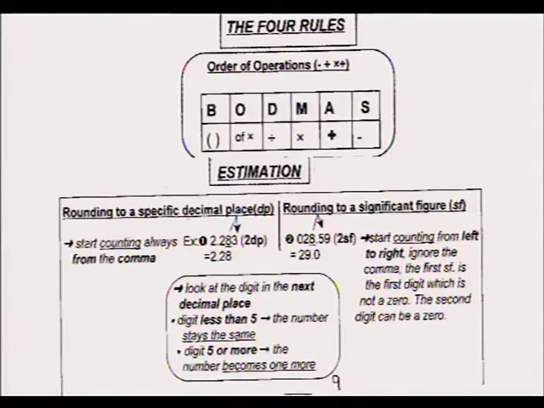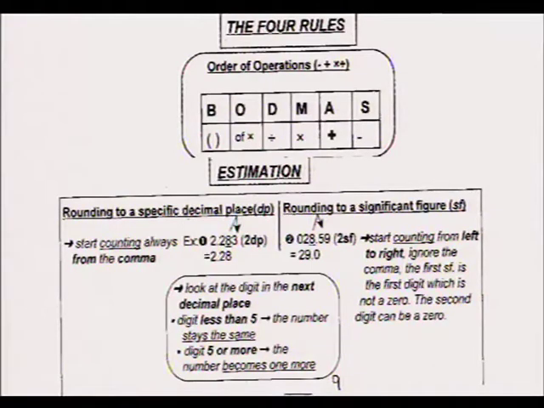The 4 rules we know about BODMAS: brackets, of, division, multiplication, addition and subtraction. Then you have rounding to a specific decimal place. Start counting always. For example, 2.283. 2 decimal places, then we look at the 8. But we are also looking at the 3. So it stays 2.28.